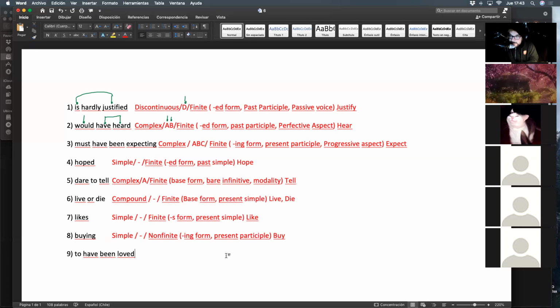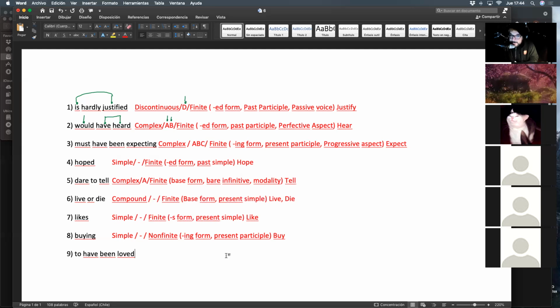¿Ya? Esa es la teoría. Voy a bajar un poquito de la teoría. Buying no está asociado a ningún tiempo, piénsalo así también. Todos los finite son asociados a tiempos, o sea, a presente simple, presente progresivo, pasado progresivo, presente perfecto, pasado perfecto, futuro con will, ¿cachai? Todas esas formas son las finite. Buying no cabe en ninguna de ellas.